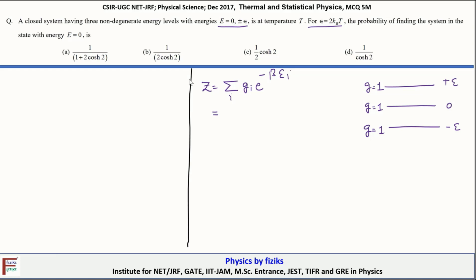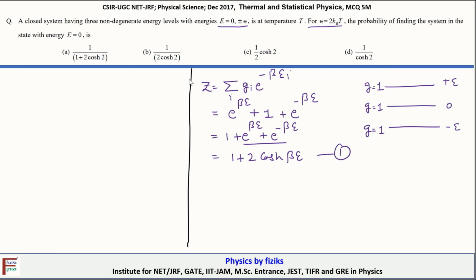Okay, so this is equal to, now for the first energy level, which has energy minus E, G is 1 for all the cases, so therefore exponential beta E, the first term, plus exponential beta multiplied by 0, so that will give us unity, plus exponential minus beta E. This can be rewritten as 1 plus exponential beta E plus exponential minus beta E. Okay, or in simple words, this is equal to 1 plus 2 cosh beta E. So this is our partition function.